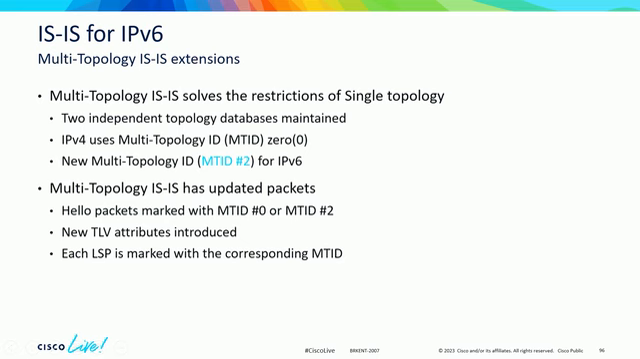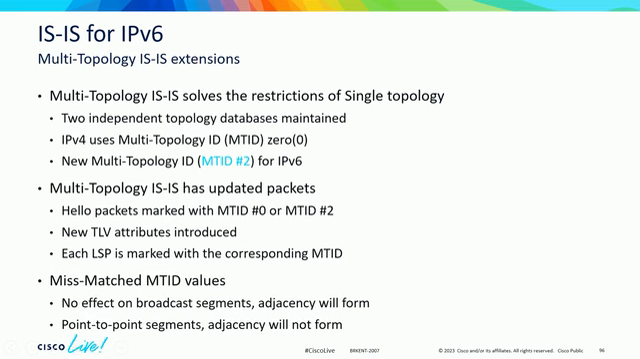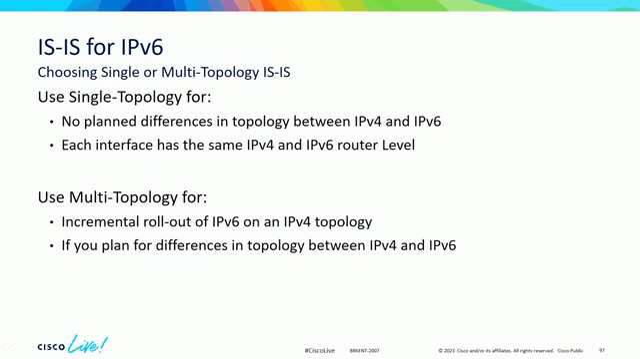So there's your updated packets, mismatch, kind of the same thing. All right, so single topology, there's no planned differences. So basically that means if you're not going to manipulate your traffic flows between IPv4 and IPv6, all your routing is going to be exactly the same, you can run single topology. If you think you might want some IPv4 traffic to go this way and some IPv6 to go this way different, then that's where multi-topology comes in, for different route manipulation. Think of it like if you're using spanning tree and you use MST, same kind of concept to a certain degree.